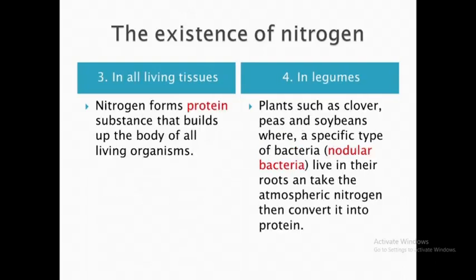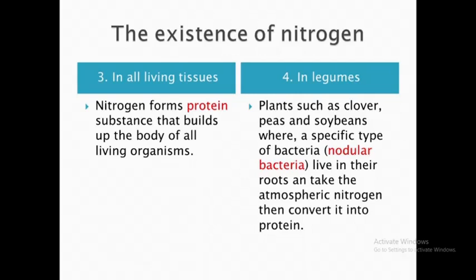Number three, we can find nitrogen in living organisms' tissue. Our body is made of muscles, and the muscles are made of protein, and the protein is made of nitrogen. So our bodies contain nitrogen in the form of protein. And most living organisms' bodies contain nitrogen in their tissues.